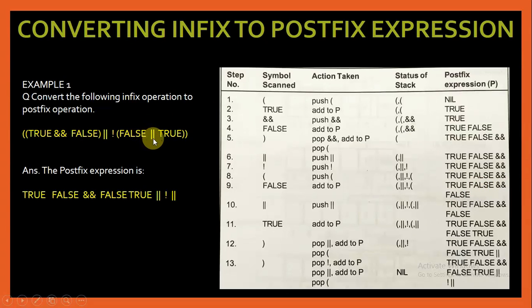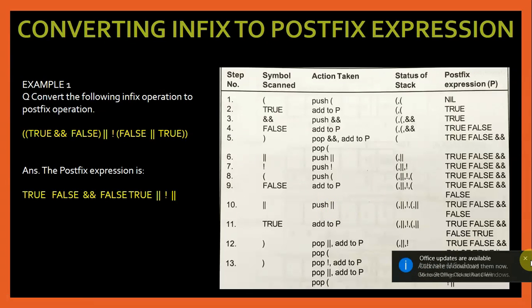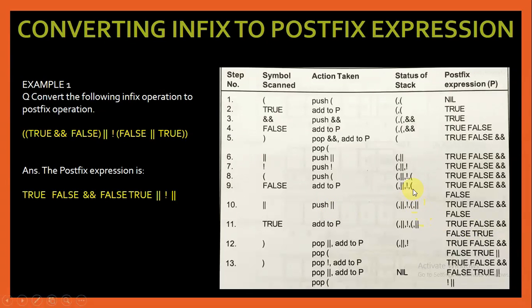Next scanned symbol is OR. OR symbol has been encountered. So before pushing it into the stack, we will check for the top of the stack. The top of the stack is left parenthesis again. So there is no priority checking. We will simply push it into the stack. And our postfix expression will remain the same. Now the next scanned symbol is true. You can see here. So this is an operand again. So this will be added to P and the stack will remain the same. And now the postfix expression is true, false and false, true.